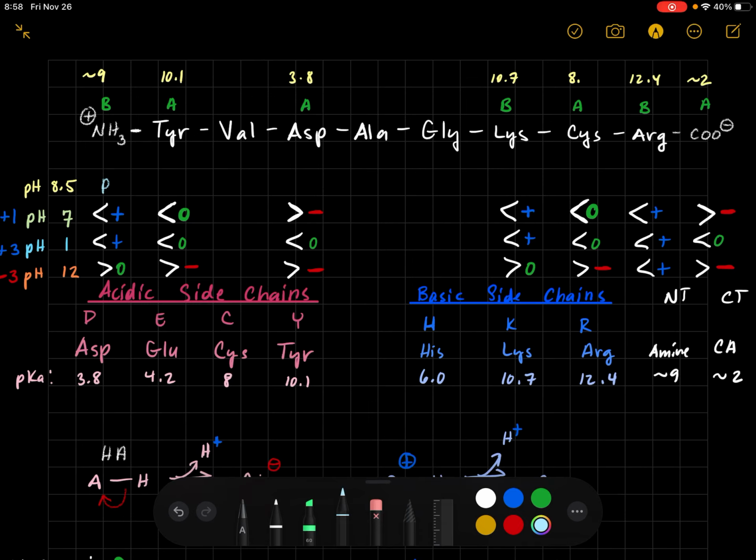Since tyrosine has a pKa greater than the pH, it will also be predominantly protonated. Aspartate, however, will be deprotonated. Lysine will be protonated, since its pKa is greater than the given pH. Cysteine will be deprotonated. Arginine will be protonated. And the C-terminal carboxylate will be deprotonated.